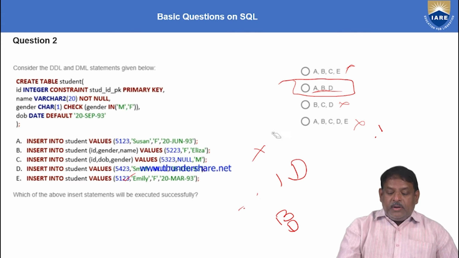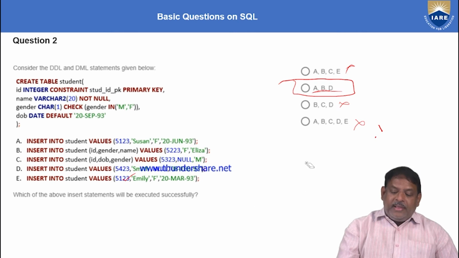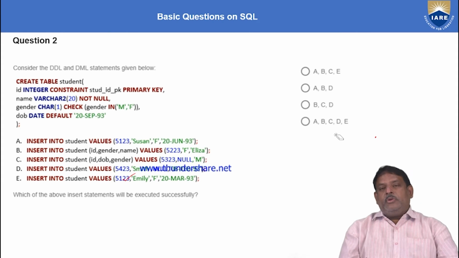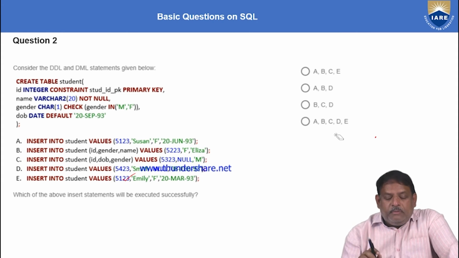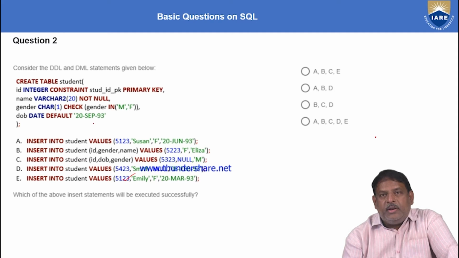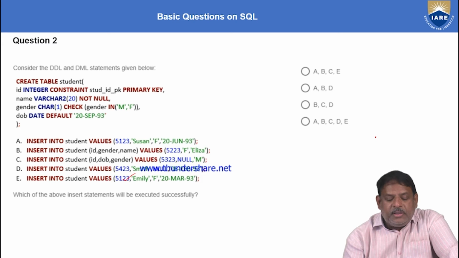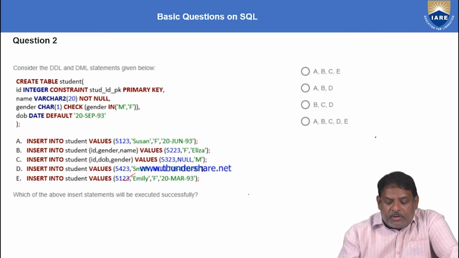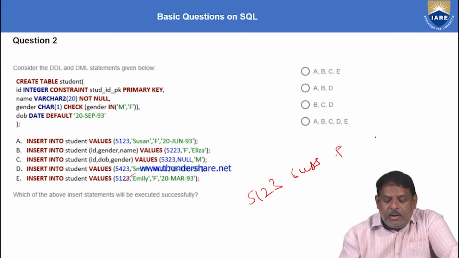In the earlier question, we had a check constraint and a primary key constraint. In this question, we are also seeing one question on the default constraint. What is a default constraint? If you don't specify a value for this column, by default it takes the given date. So the output of this table will be: the first record will be 5123, Susain, female, 20th June 93.